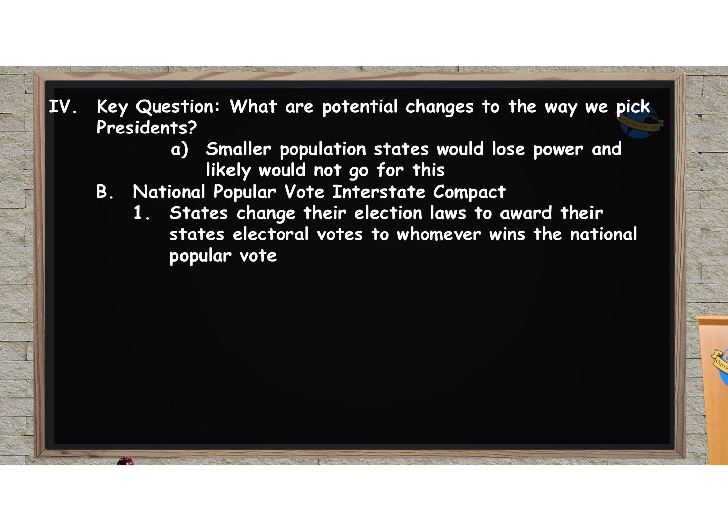Another option is known as the National Popular Vote Interstate Compact. Very long, complicated name, and kind of a complicated plan, but also not as complicated as you'd think.